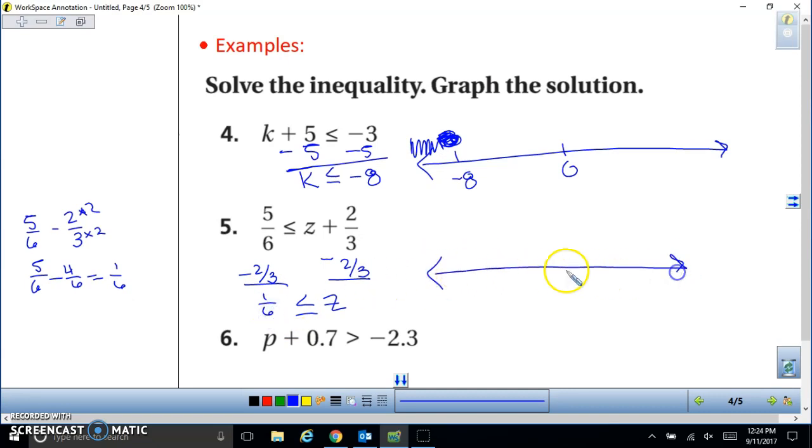Alright, here's our 0, 1/6. We have a filled in circle at 1/6, and z is greater than, so we are going to shade to the right.